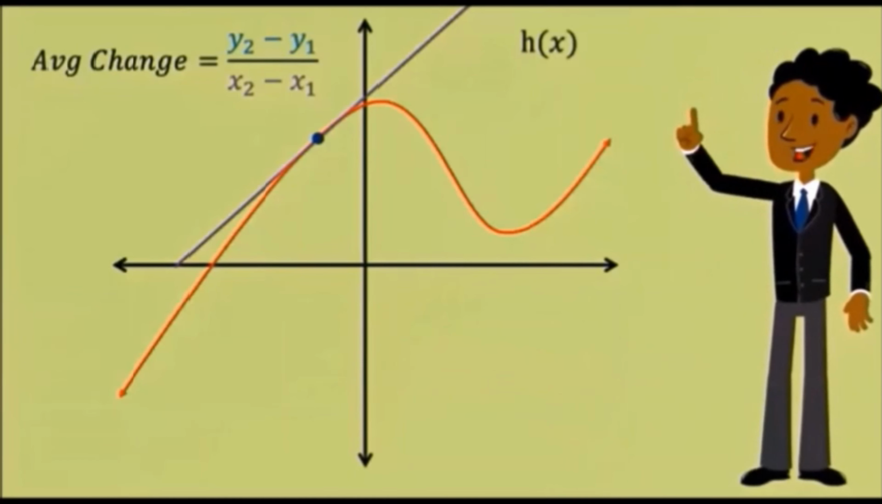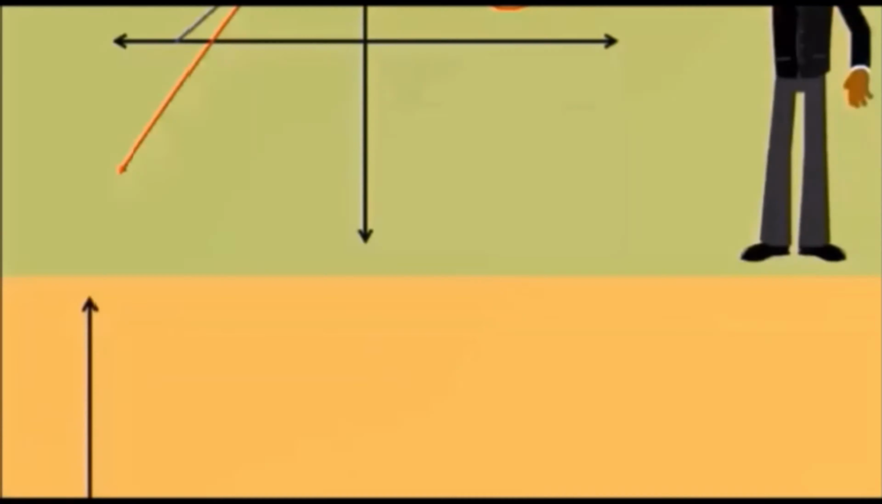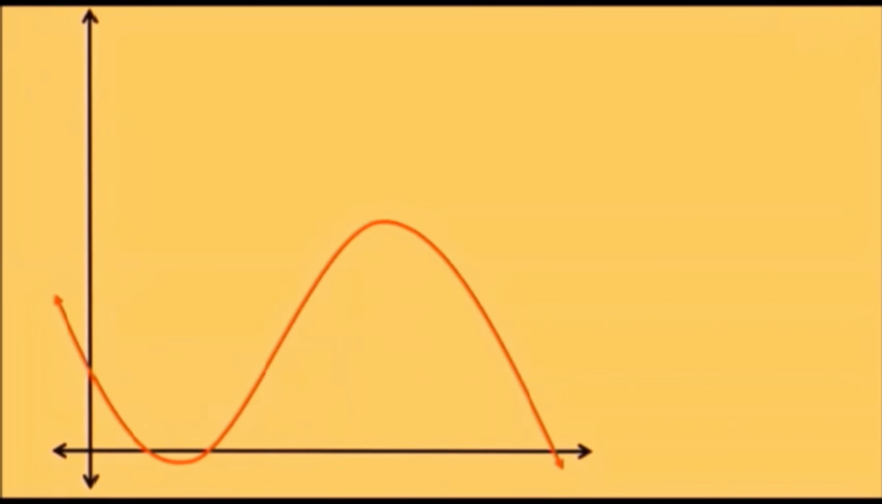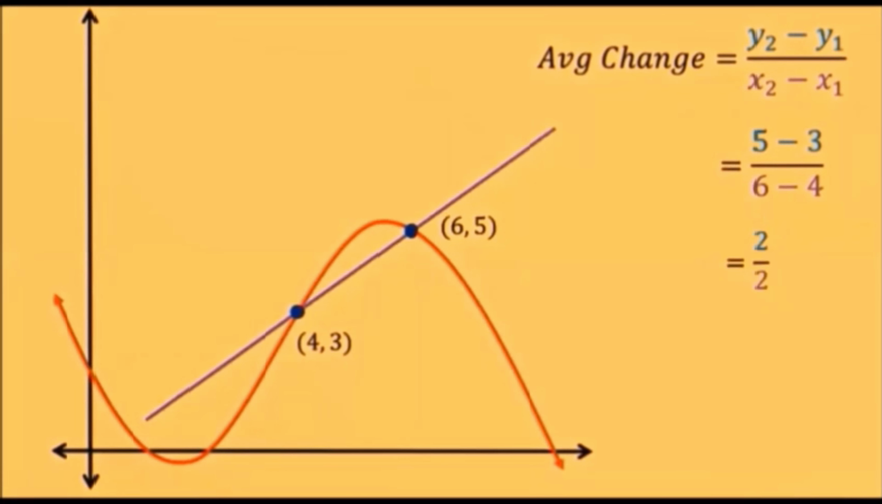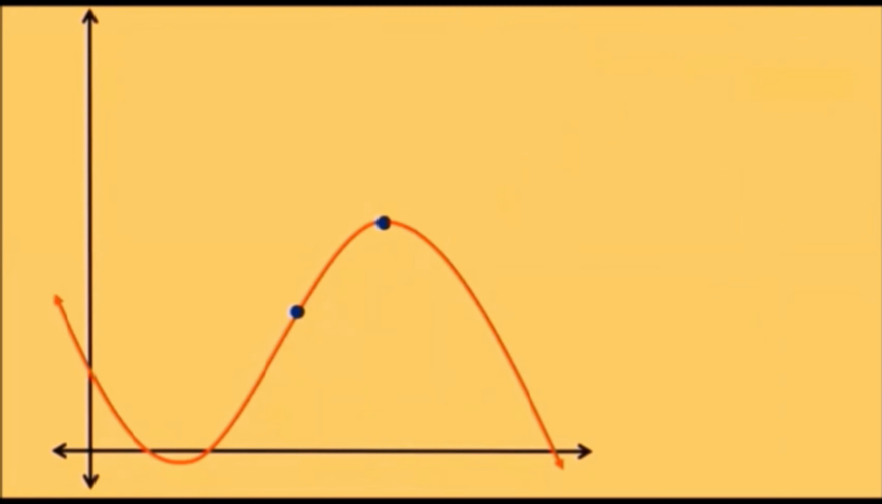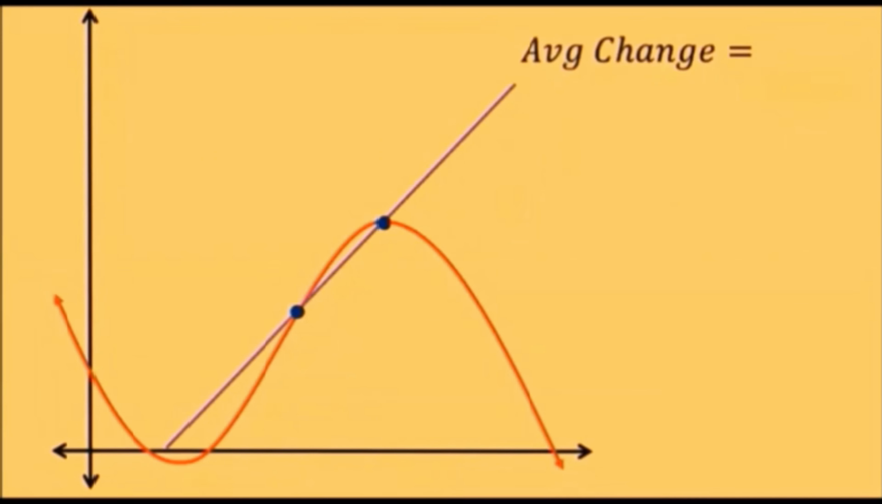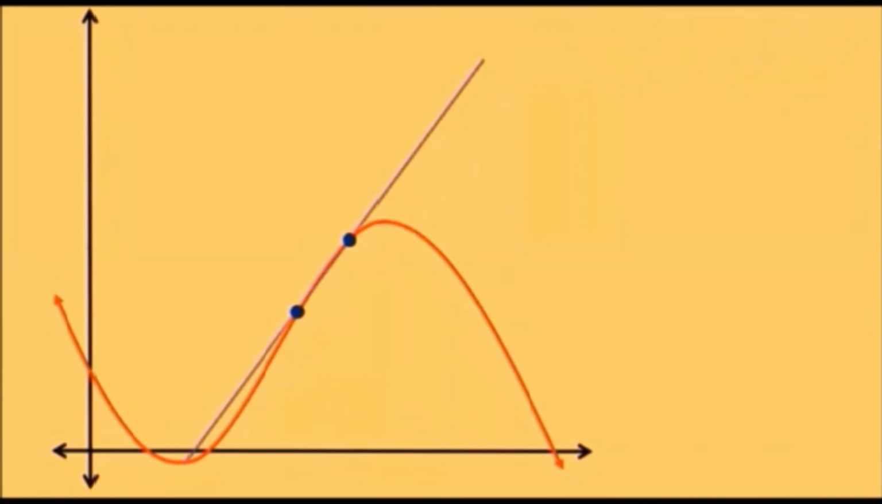So let's take a look at a simple example to see this in action. Here we have a function, and I want to know the instantaneous rate of change at this point here. I'll choose the point (4, 3), and then the other point I'll choose (6, 5). Now I can measure the average rate of change between these 2 points using my average rate formula. When I do, I get a value of 1. Now let's move that point a bit closer. If I measure the average rate now, I'll get a value of 1.5. Let's move it closer again. This time the value is going to be 1.8.